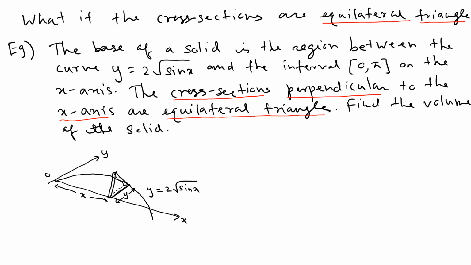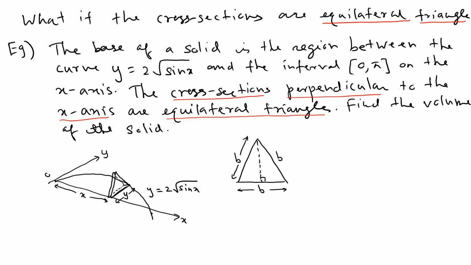So let's do that. What we can do, we can look at the simple equilateral triangle. So let's derive a formula that you can use in the future as well. Let's say the base length is b. So that means all of the sides are b. This length is b.